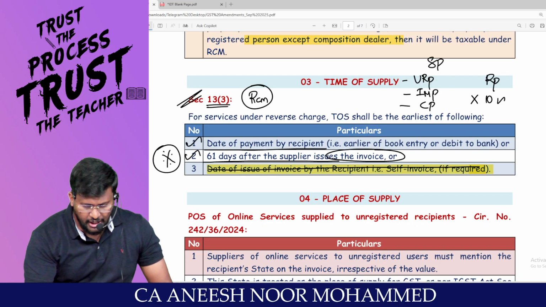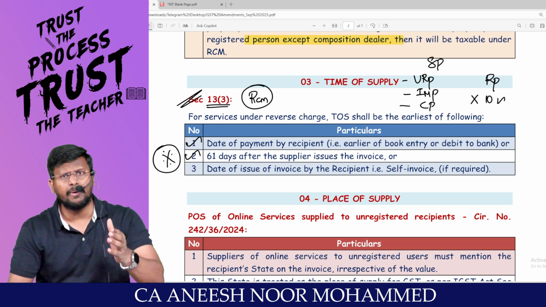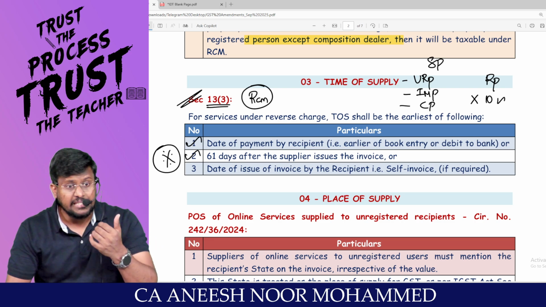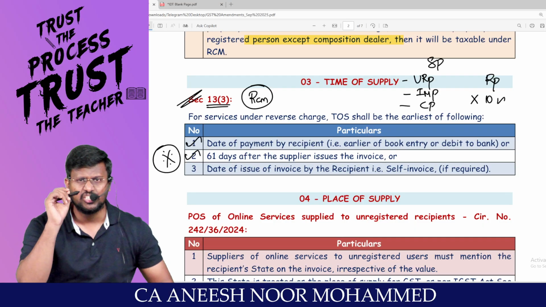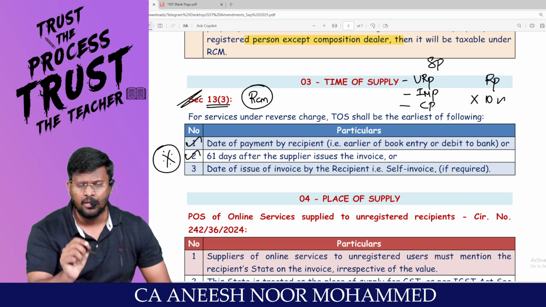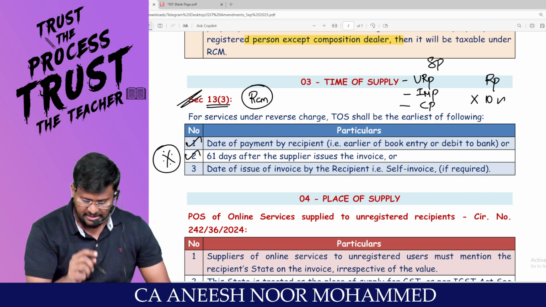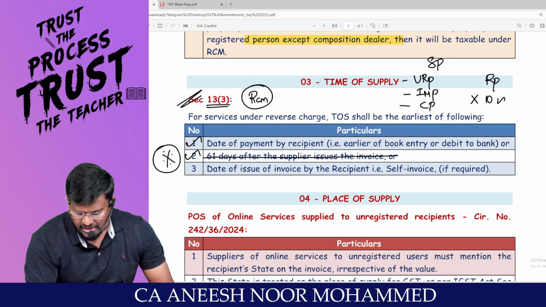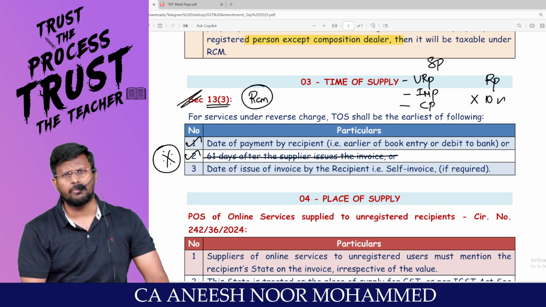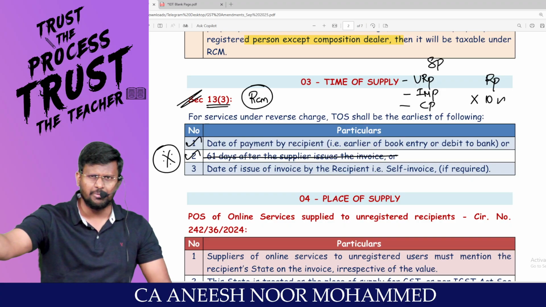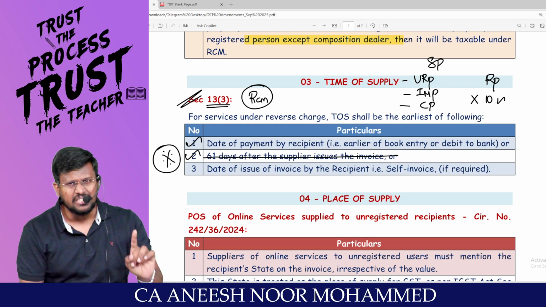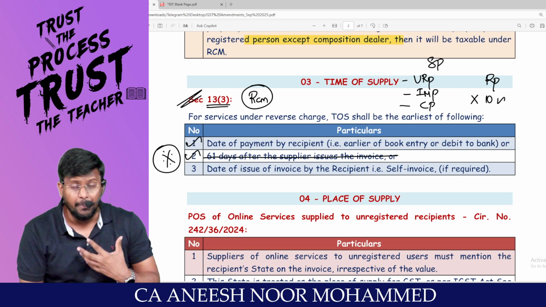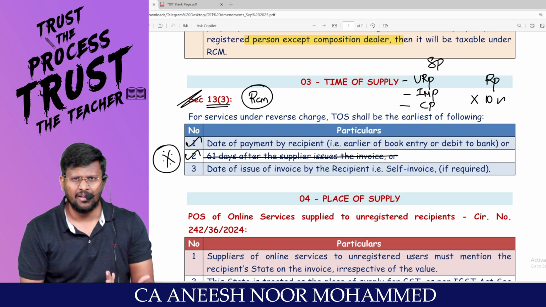Sir, if the GTA is an unregistered GTA, my dear lovable students, the recipient is the person who is supposed to raise the invoice as per Section 31(3)(f). Are you remembering this? Yes, sir. Then the 61st day from the supplier invoice concept will not be applicable, because the supplier is an unregistered person. He will not raise the invoice at all. As per 31(3)(f), I am the person who is supposed to raise the invoice.